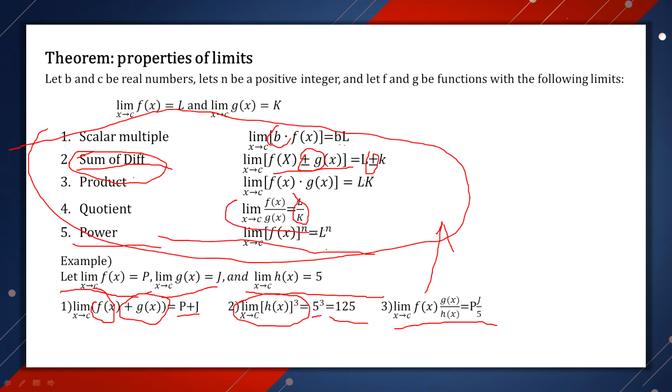We need to use this function, as we can see, and then the denominator is the value of h(x), which is 5, and the numerator must be f(x) and g(x), so it's p and q over 5.